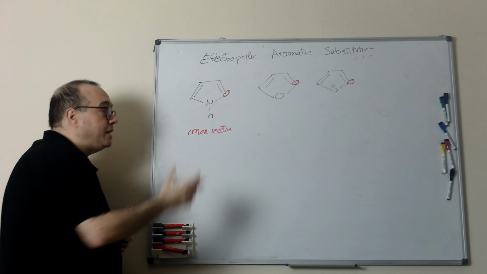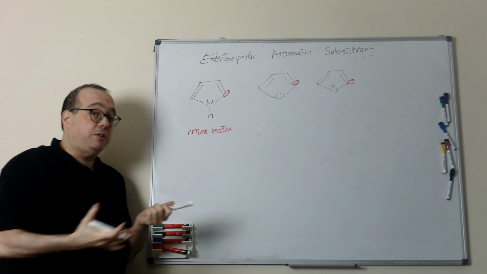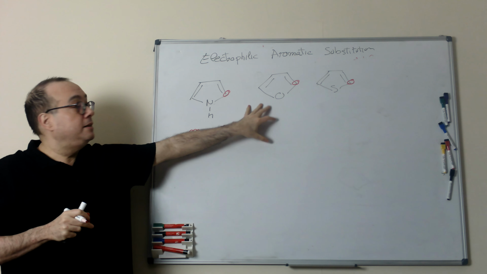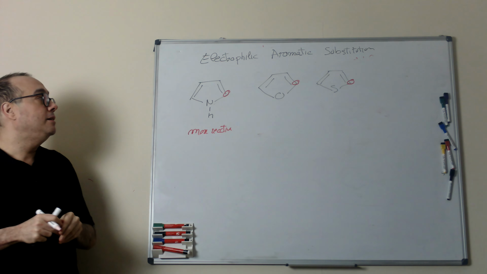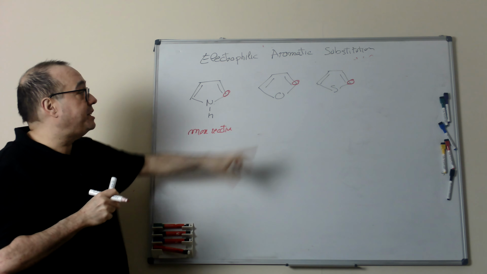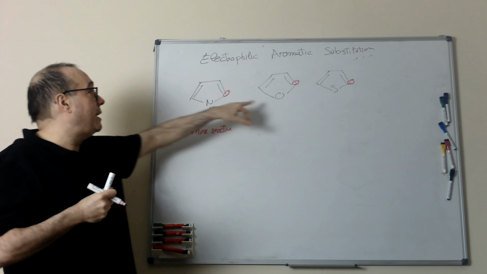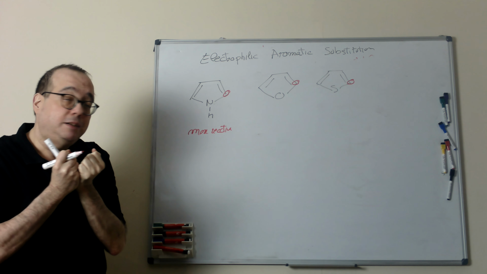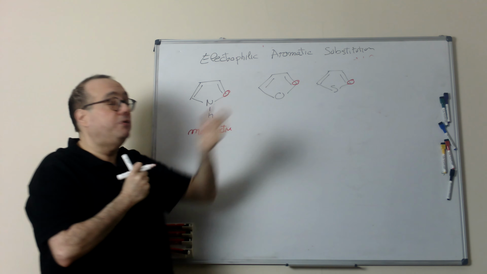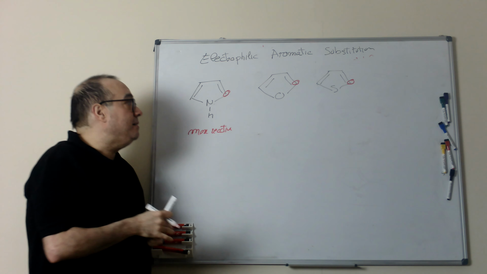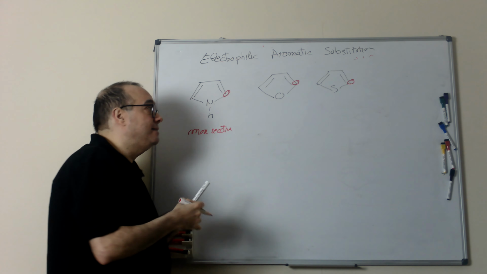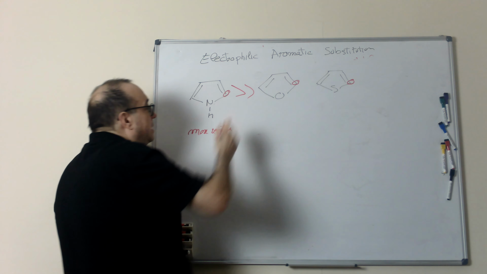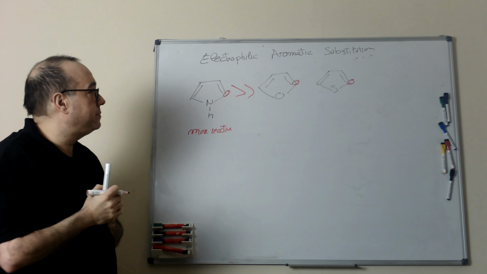Why? Because it's electron rich. This is also electron rich. You can do the same count of electrons and you will see that it's exactly the same. However, because the oxygen is by far more electronegative than the nitrogen, this oxygen is attracting more the electrons of the p system, making the rest of the carbons less electron rich. That means that this will be less reactive.